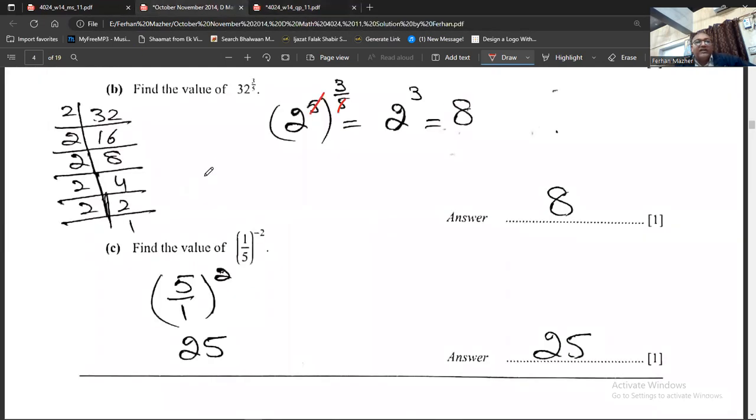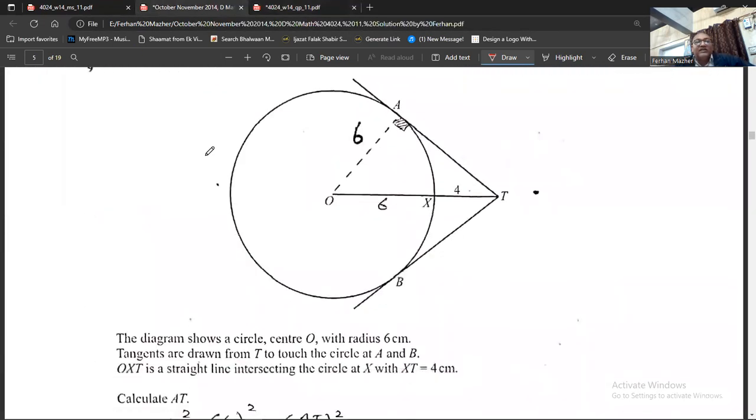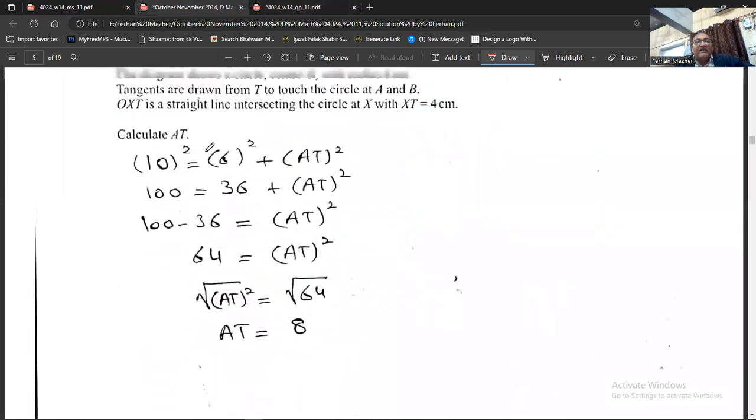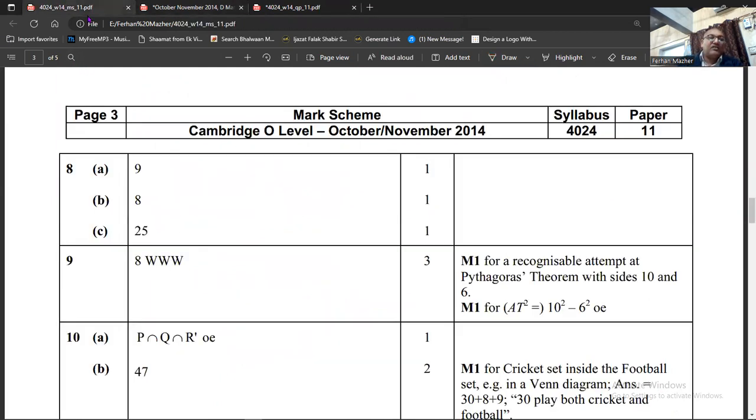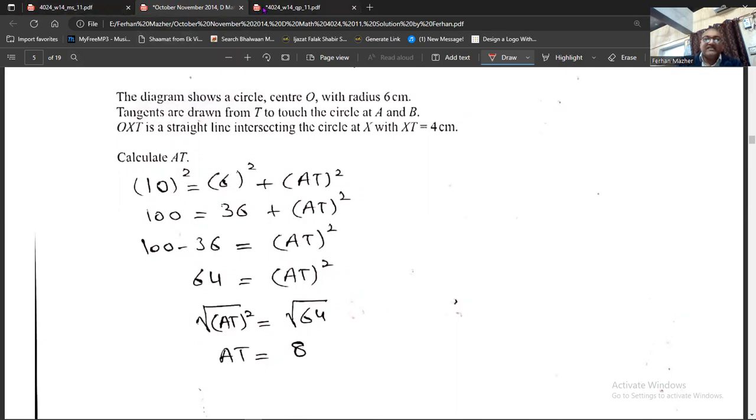So AT square plus the 6 square will be equal to 10 square. So it will be 100 equals 36 plus AT square. 36 will go to the other side, and you will have 64 equals AT square. So we will take the square root on both the sides. So AT will be equal to 8. So 8 is the answer. Question number 9, 8 is the right answer, sir. And this is the solution.